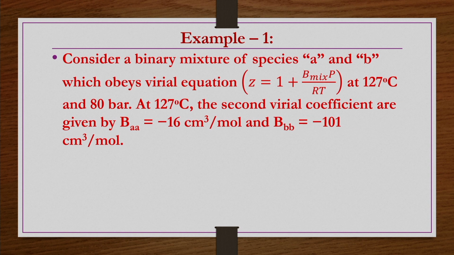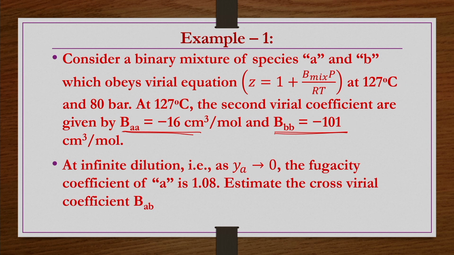Consider a binary mixture of species A and B which obeys the virial equation of state at 127 degree centigrade and 80 bar. At this temperature, the second virial coefficients of the pure components are given: BAA is the second virial coefficient for pure A, and BBB is that for pure B. At infinite dilution, that is as yA tends to 0, the fugacity coefficient of A, phi A infinity, is given as 1.08. Then estimate the cross virial coefficient BAB.